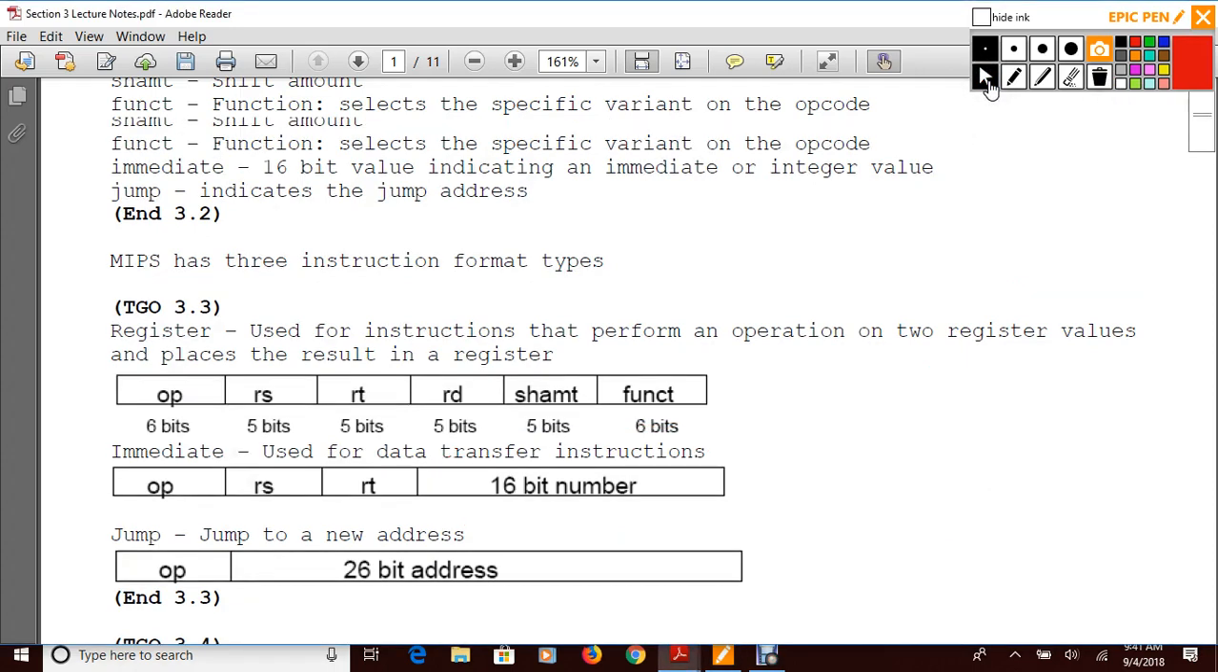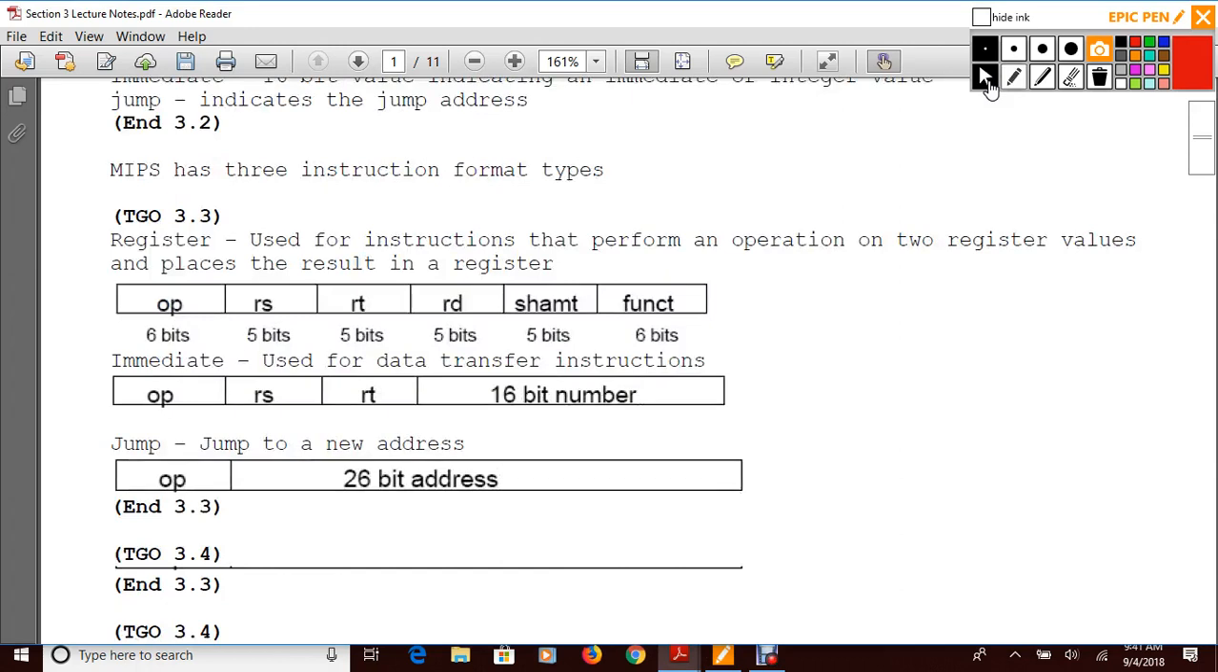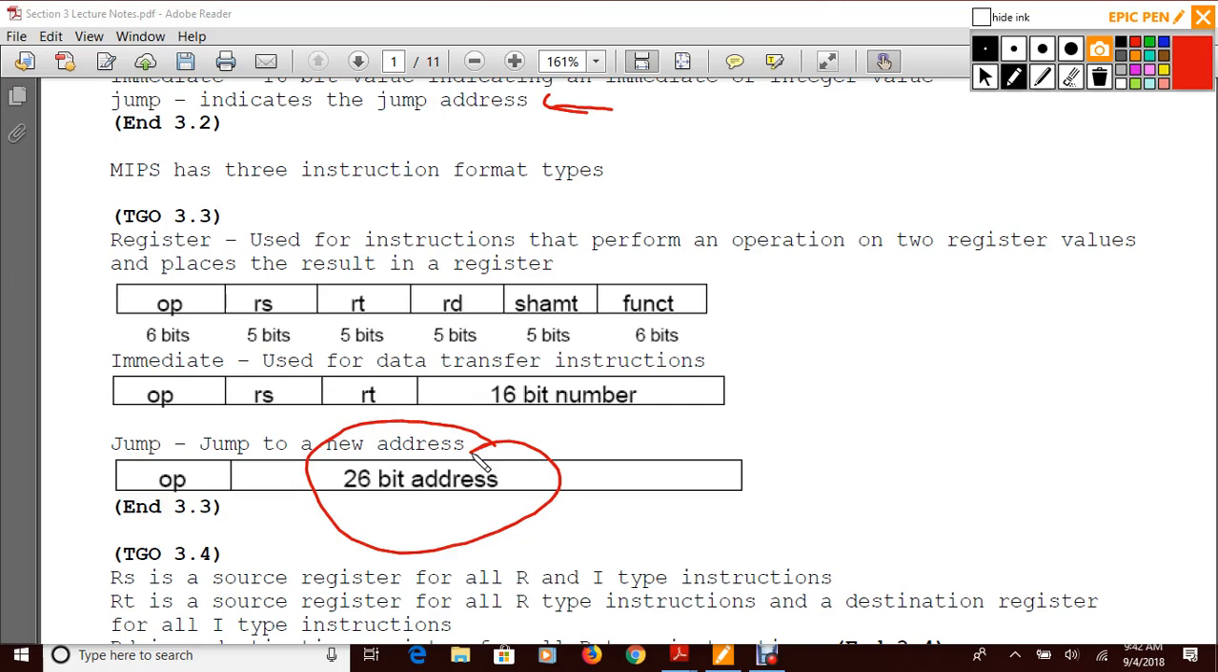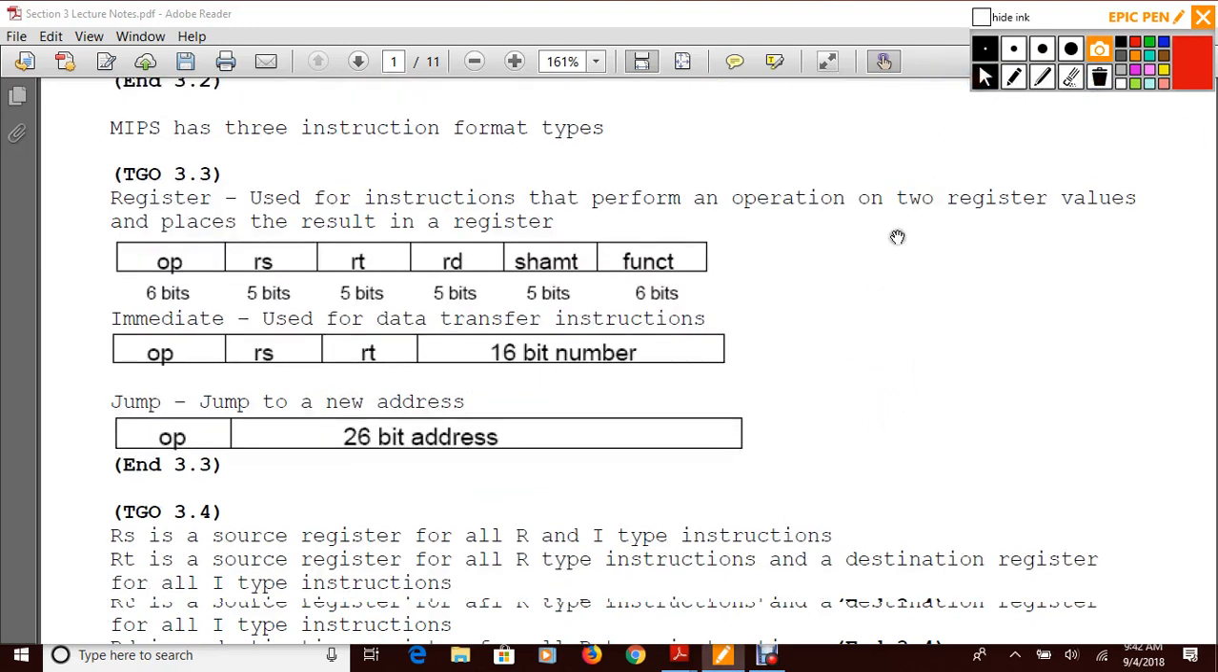And then RS contains the location of the initial pointer in that specific case. We'll go over all that in more detail, so I don't want you to feel overwhelmed. Lastly, in 3.2, jump indicates the jump address. In this specific case, we use 26 bits to indicate where it's going to be. I'm also going to teach you today how we take this 26-bit value and turn it into a 32-bit value. Okay, does anybody have any questions on this so far?